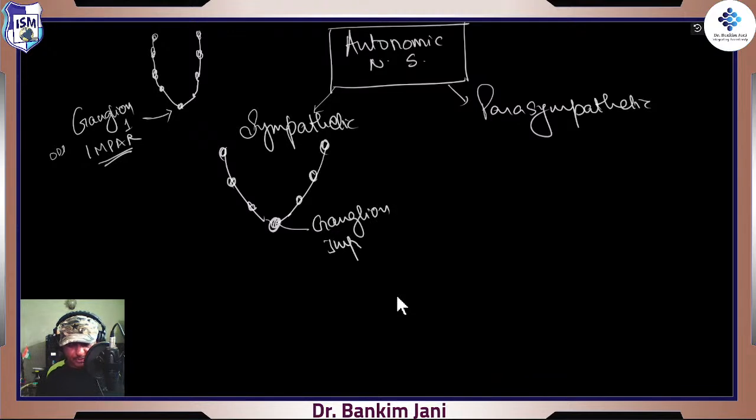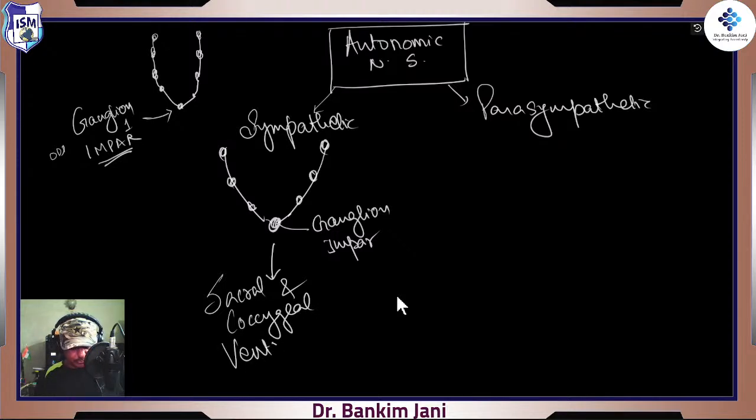Ganglion impar. This is sympathetic, right? So pure sympathetic. This thing would go to sacral and coccygeal ventral rami, right? It will go to these ventral rami. That's where it is going.